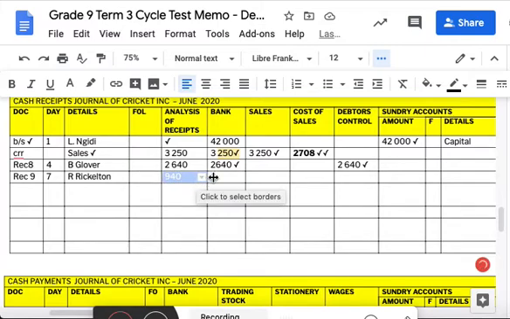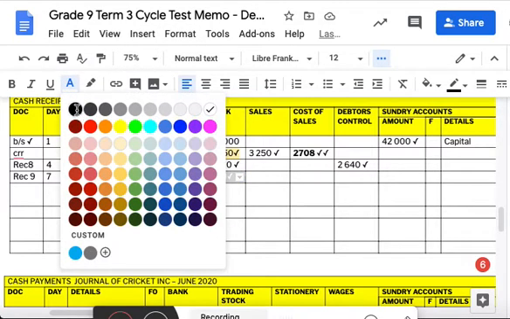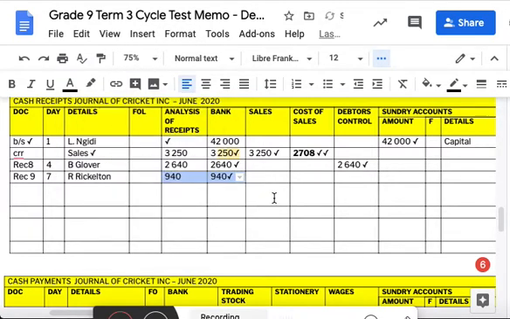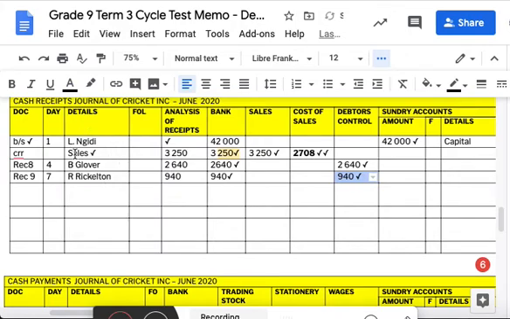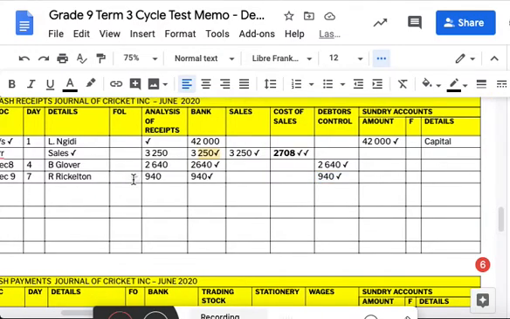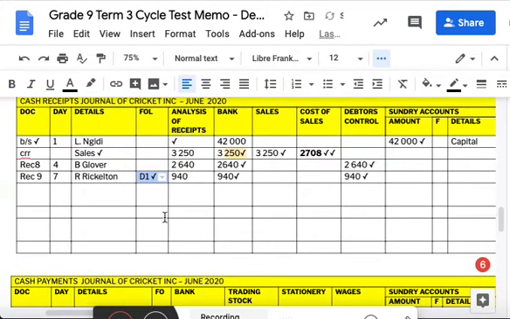940 Rand under analysis, under bank. And what other column, please, Manuela? Under debtors control. Cool. He's paying us back what he owes us. Have I left anything out there? What have I left out? The folio. Is Rickleton D1 or D2? D1. This folio column is now important. There's a mark there.